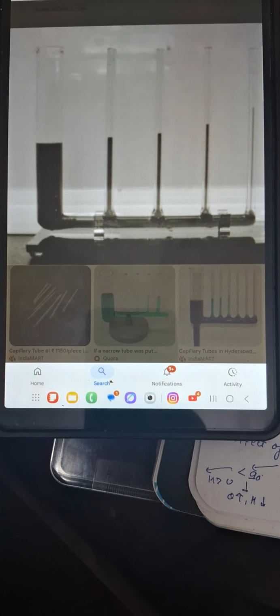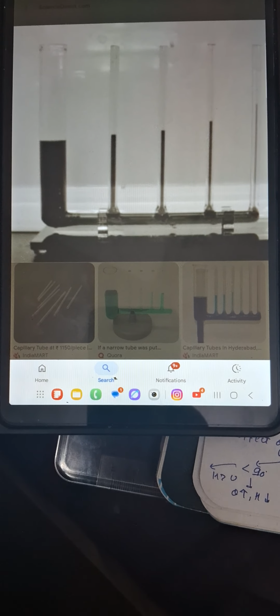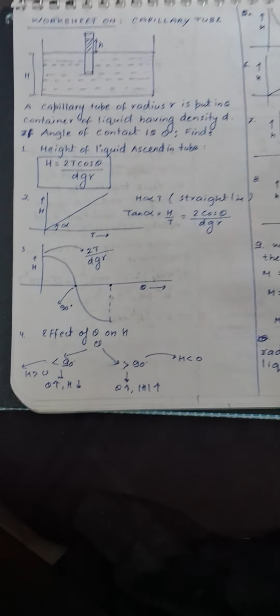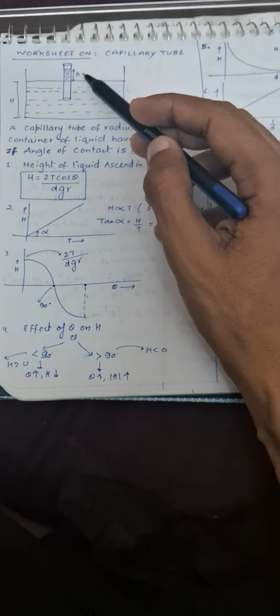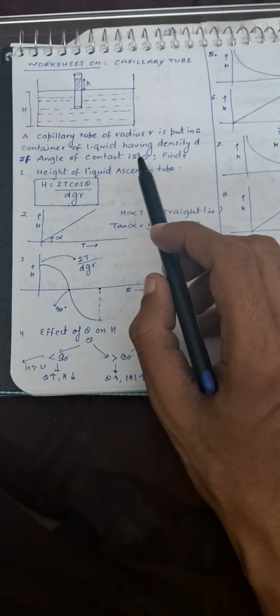Today, I'm going to discuss a worksheet on the capillary tube itself, as you can see in the figure. So, let's begin. Here is a worksheet on capillary tube. A capillary is a tube which is dipped in a liquid, and liquid rises in it. It may also descend, but we assume that liquid rises in it up to height h.